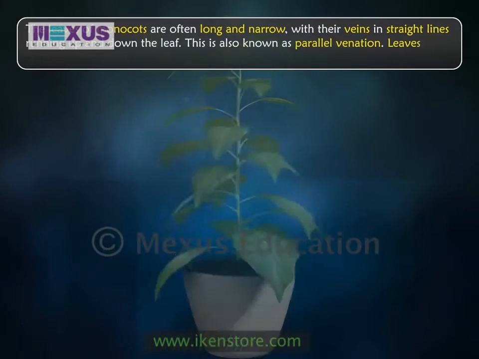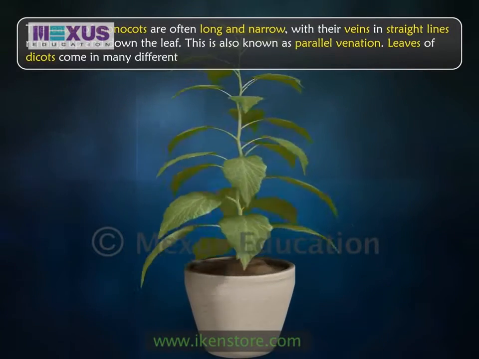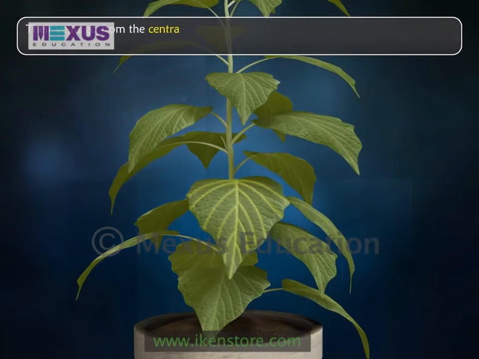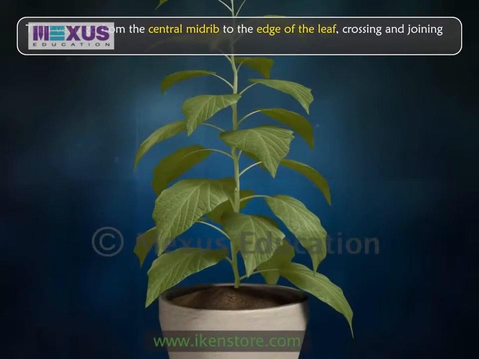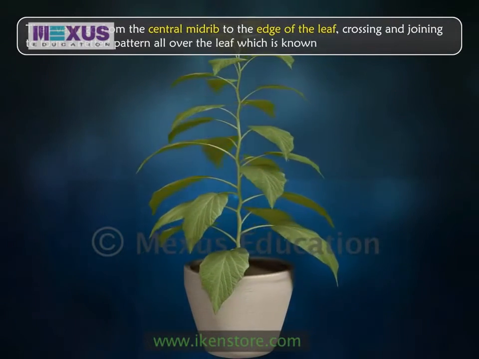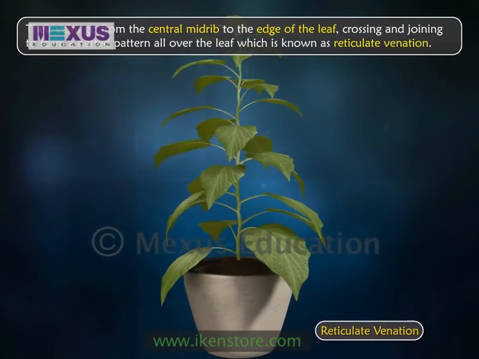Leaves of dicots come in many different shapes and sizes. Their veins go from the central midrib to the edge of the leaf, crossing and joining to form a netted pattern all over the leaf, which is known as reticulate venation.